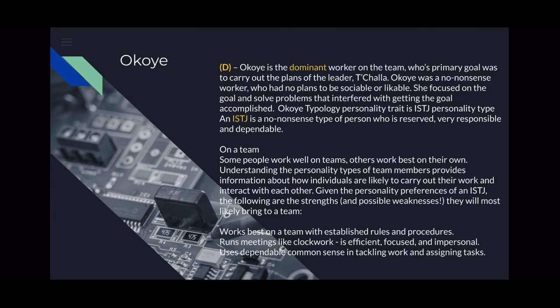Okoye's typology personality is ISTJ, which means that she was introverted, sensate, thinking, and judging. And she was a no-nonsense type of person who was reserved, very responsible, and dependable. She was someone who would work best on a team with established rules and procedures. She ran meetings like clockwork for the King T'Challa. She was very efficient, focused, and very impersonal.